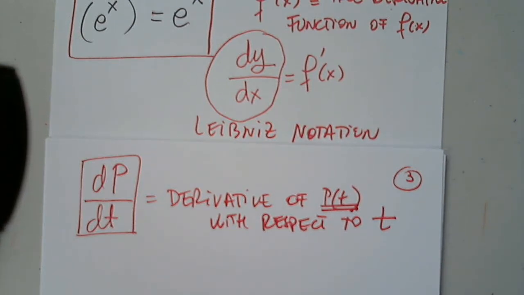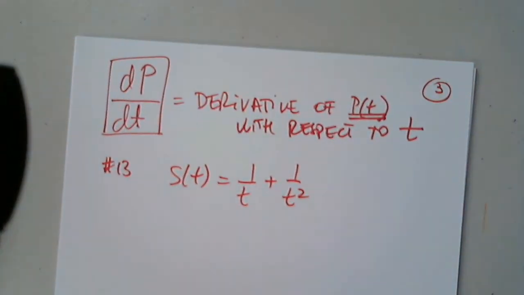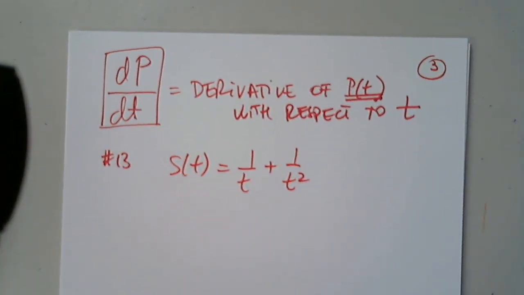So please choose anything you like to work on, any function. If not, I will choose. I really want to choose 13, and then I'll let you choose the next one. So s of t equals 1 over t plus 1 over t squared. And then feel free to choose the next one. So here we're asked to find s prime of t.